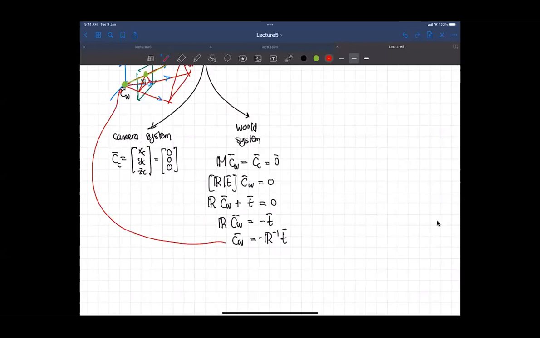So what is the R inverse? Remember, R is an orthogonal matrix. The inverse of an orthogonal matrix is the same as its transpose. Exactly. So this one is minus R transpose T bar. Why do we like transpose more than inverse? Easier to compute, of course. Inverse is very expensive. Any question, anyone?